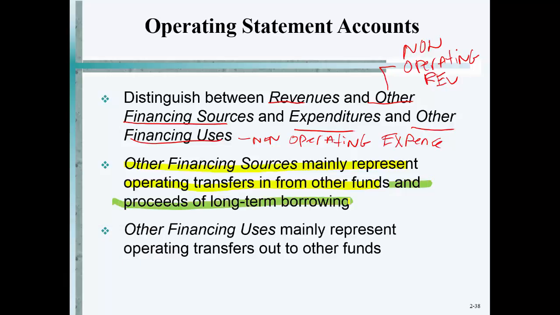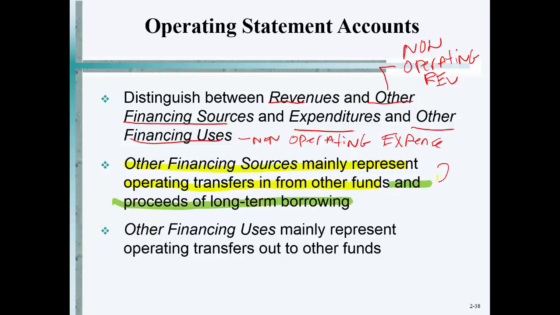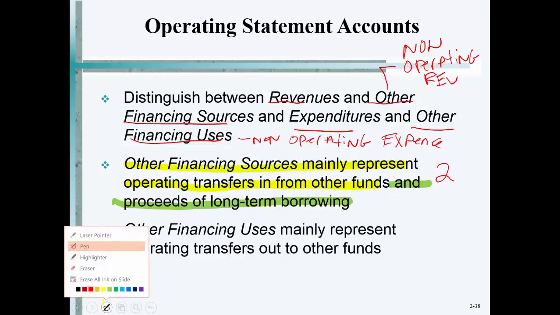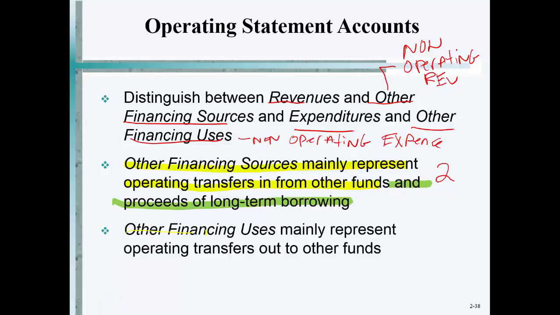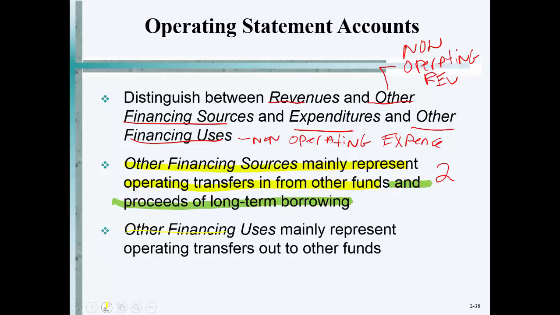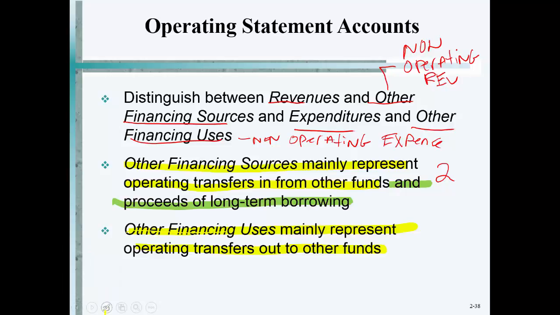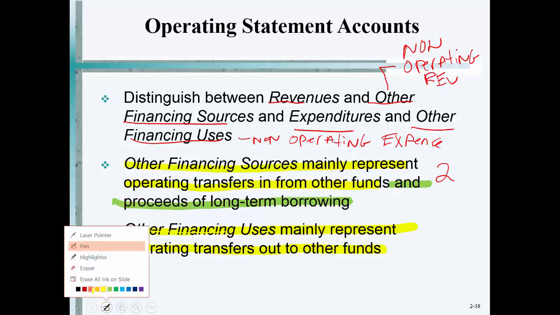So how many other financing sources do we have? 2. Other financing uses mainly constitute what? Transfers out to other funds. So how many other financing uses do we have? Just the one, right? Okay, so there's one other financing use and 2 other financing sources.